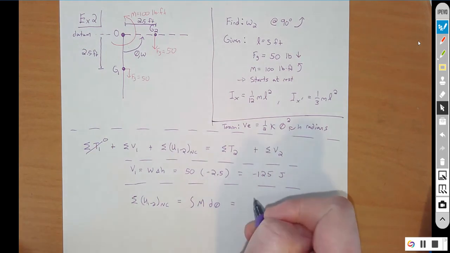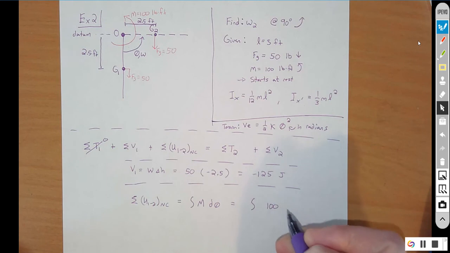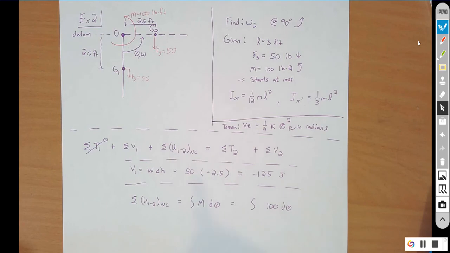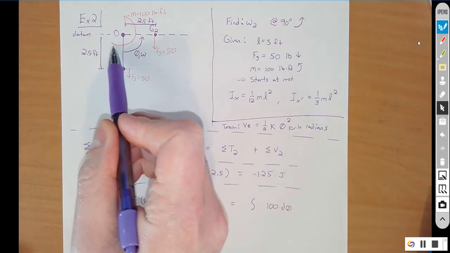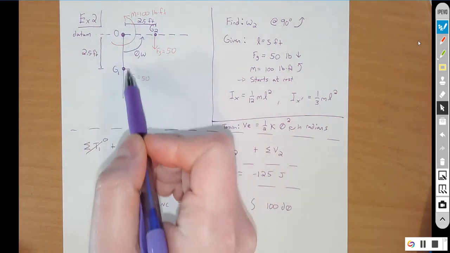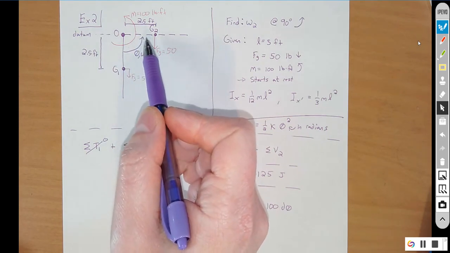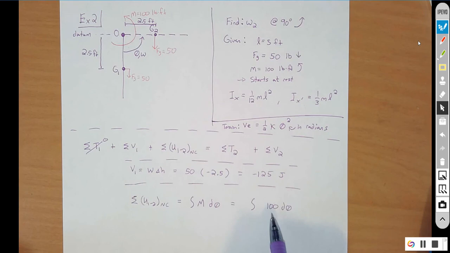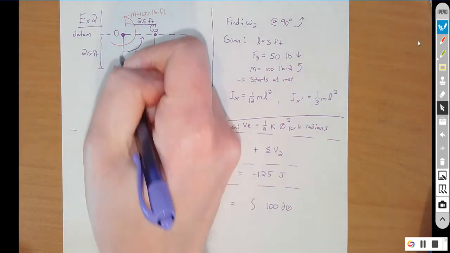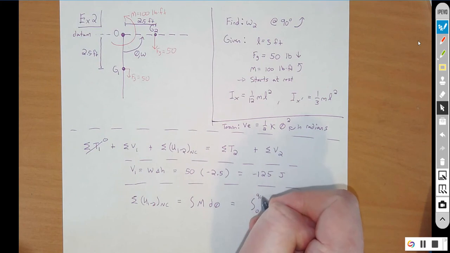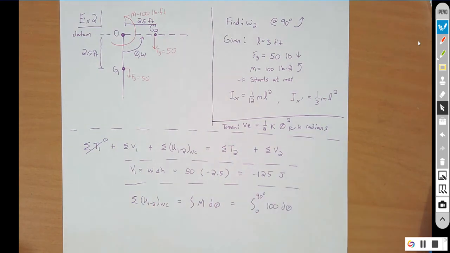So our moment is 100 pound-feet, so d theta, so it's just 100. And this is a positive 100 because it acts this direction, and our bar rotates in the same direction, so it acts in the same direction as the body will be moving. So therefore it is a positive work. We're going to go from 0 to 90, again, following the positive sense that we've already defined here.